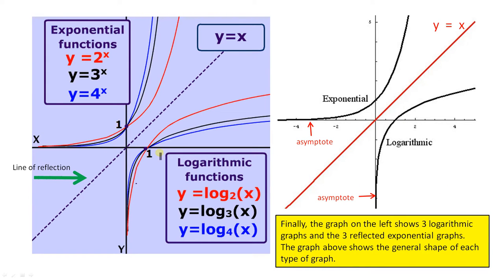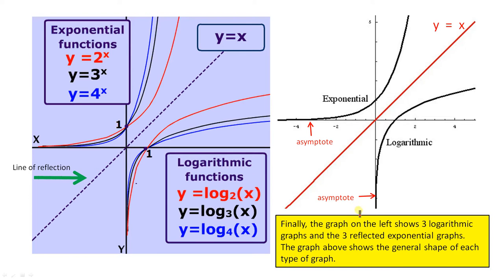So very quickly, here's an example of some logarithmic functions, and that's how they look. These are the three equations here, and here are the examples of the exponential functions, which are the inverse of the logarithmic functions. And they are reflected along the line y equals x. That's like the line of reflection.